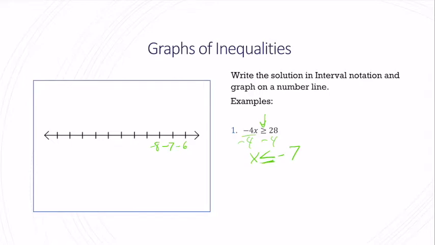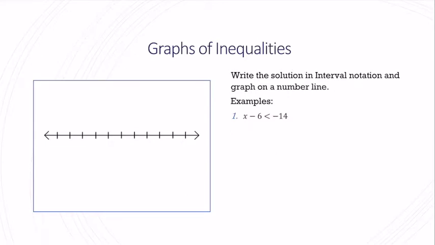If I have x is less than or equal to -7, that means -7 is an endpoint. I'm going to shade everything to the left because it's x is less than or equal to. This means now I can write this in interval notation from -infinity all the way to -7, and -7 gets a bracket because my endpoint is included, because it's less than or equal to.